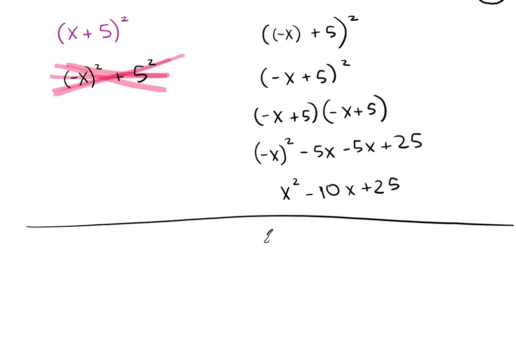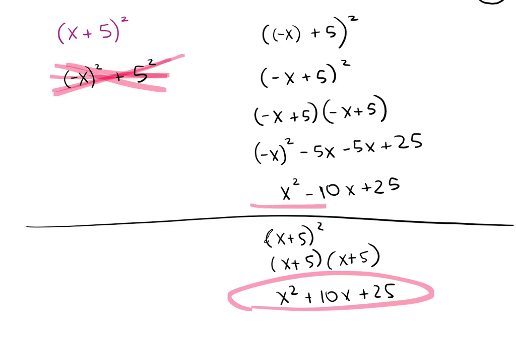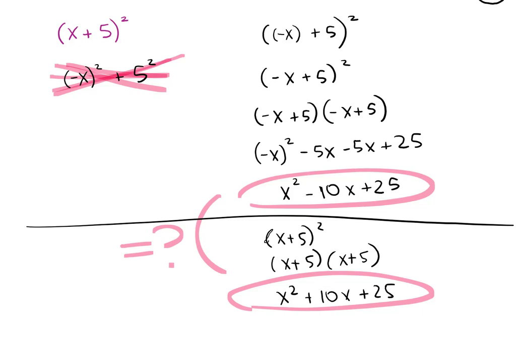Compare that to if you had the original and you want to multiply it out, you get x squared plus 10x plus 25. And the question is, when I plugged in the negative x, is this the same values as that? And so you want to ask yourself, are those equal? If they are equal, then you have that symmetry. If they're not equal, then they do not have that symmetry. And that's the part where everyone seems to be making a mistake.